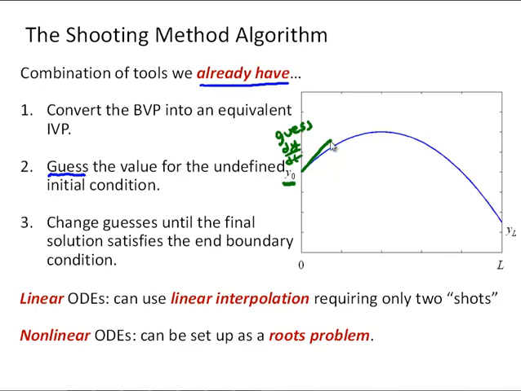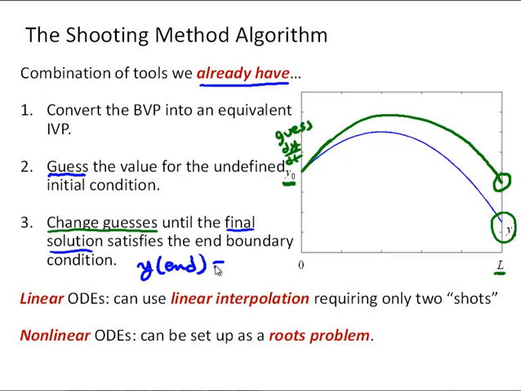Once we guess, we're going to use that initial value problem solver to integrate and solve for the solution, and look at where we landed at the end of the integration where x equals L, where we want to satisfy this end boundary condition yl. So we'll continue to change our guesses and integrate the solution again until our end value, y end, is equal to our second boundary condition, BC2, or y at x equals L.